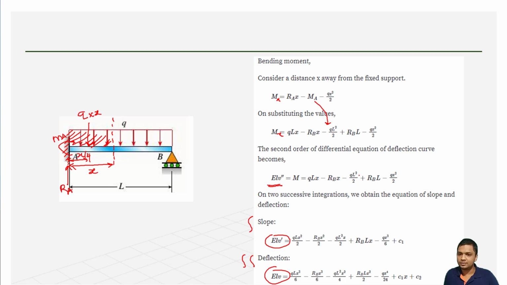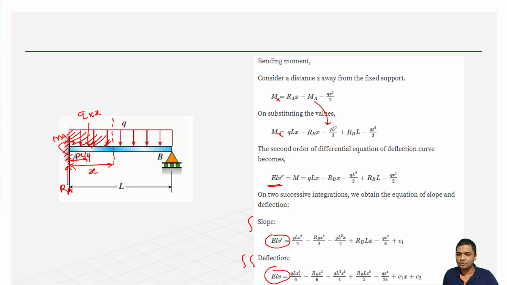This is qL x squared, a constant term; the integration of this constant will be x. Here also it is a constant term, R_B into the integration of 1 dx, which is equal to x. The integration of x squared is x cubed divided by 3, so it will be 2 into 3, which is 6, plus C1, the constant of integration.